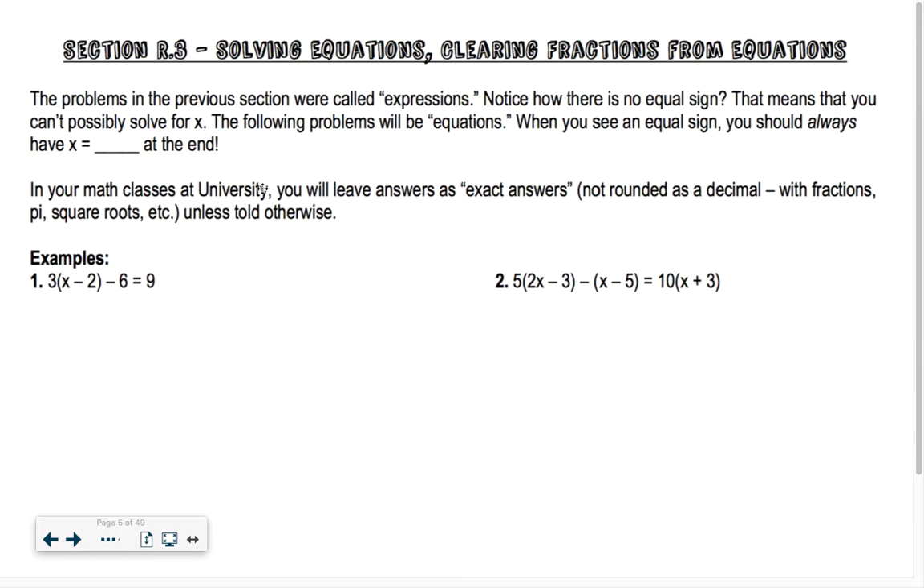In your math classes at university, you will need to leave answers as exact answers. So you don't want to round them as a decimal. You want to use fractions, pi, square roots, and so on, unless you're told otherwise. Sometimes I might say round to the nearest tenth, and in that case, you're allowed to round. The reason we do this is because you might be the future bridge builders, engineers and so on, and you might need very precise answers.